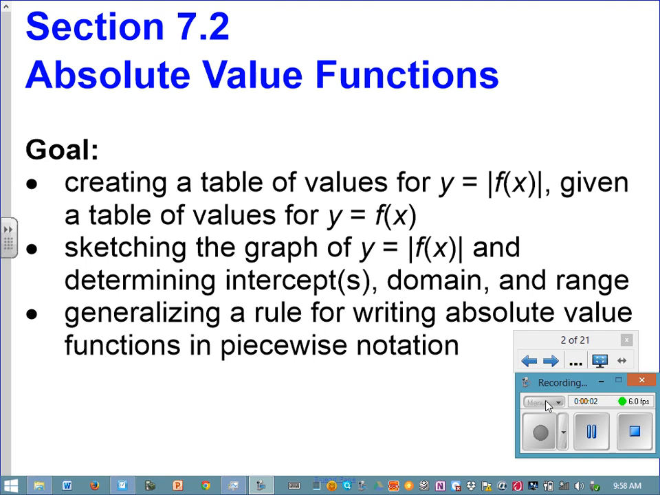Hi, Math 20-1. In this lesson, we are going to look at how to do absolute value functions. So in 7.1, we looked at how to do absolute value with numbers. In 7.2, we're going to look at how to do absolute value functions involving x. So we're going to look at how to graph them given a table of values, graph them given an equation, and then how to write them as a piecewise function.